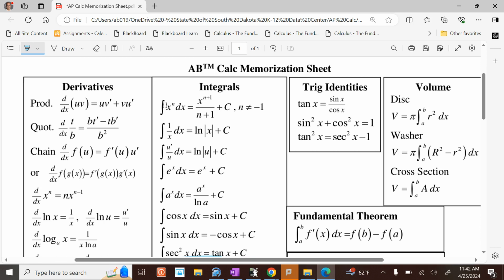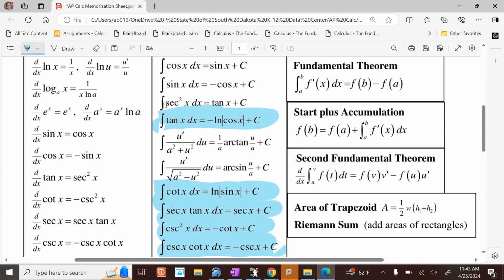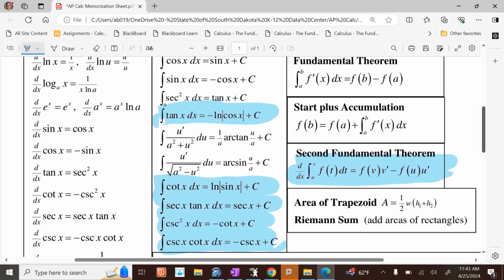So, disc and washer. Okay, know these. They'll appear on here, and cross section. I don't think I put that one on there. What I call the fundamental theorem of calculus is actually the second fundamental theorem of calculus, where we plug in and take the derivative. When you're taking the derivative of an integral, this is a really important one. The fundamental theorem of calculus just says if you're taking the integral of a derivative, then it's basically f of b minus f of a.